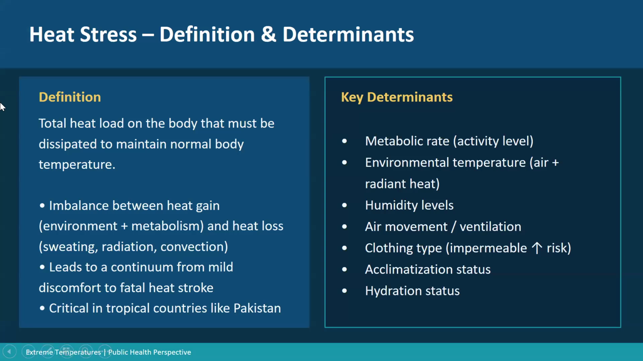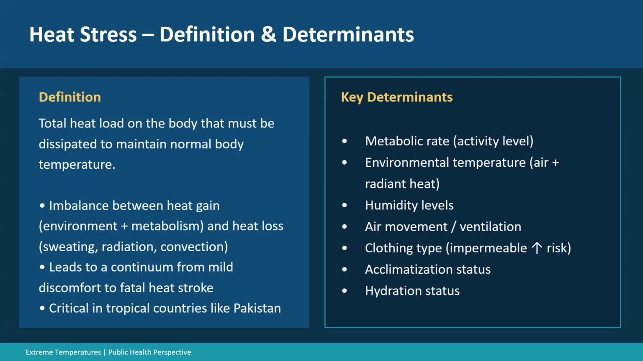First of all, we have heat stress. What is heat stress? The total heat load on the body that must be dissipated to maintain normal body temperature. If imbalance occurs between the heat gain, the environment plus metabolism, and the heat loss in the form of sweating, radiation, and convection, then heat stress can occur. It can lead to a continuum from a mild discomfort to fatal heat stroke, and it is critically important in tropical countries like Pakistan.